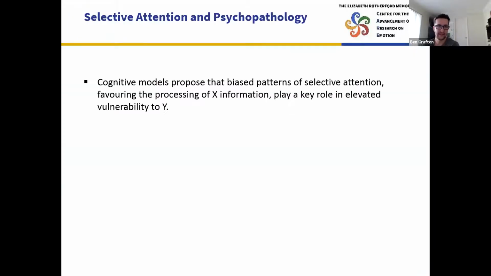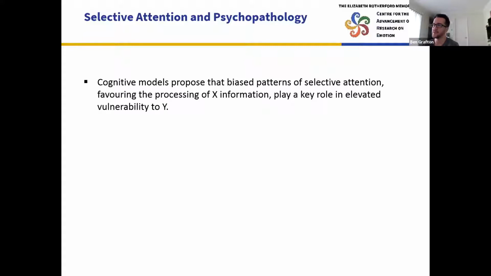And so even in my first slide here, I want to make this broad in the sense that different cognitive models propose that bias patterns of selective attention favoring the processing of X information, whatever that is, play a key role in elevated vulnerability to Y. And so you can fill in the blanks depending upon what you're interested in. So for me, it's patterns of biased selective attention favoring the processing of negative information play a key role in elevated vulnerability to anxiety. But if you're an addictions researcher, it would be biased attention to alcohol-related information plays a role in elevated vulnerability to substance abuse.